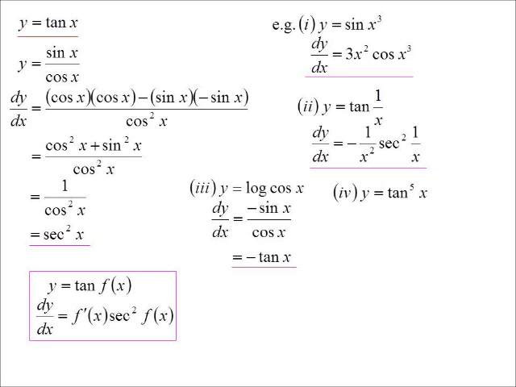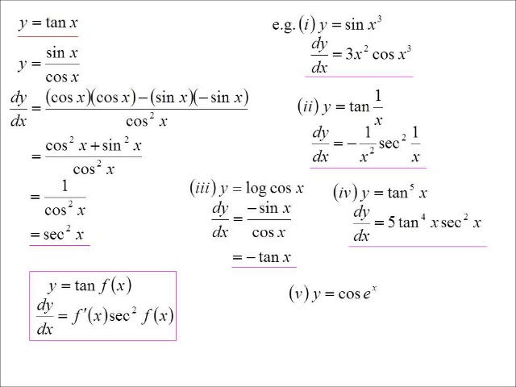Tan to the power of 5. Remember, with trig, we don't normally write it in parentheses to a power. We put the power here, but this actually means tan x all to the power of 5. So we use our chain rule. Bring down the power, 5. Lower the power, so it now becomes tan to the power of 4 x. Diff the inside. Well, the inside would be tan x. Differentiate tan x, we get sec squared. So 5 tan to the power of 4 x, sec squared x.